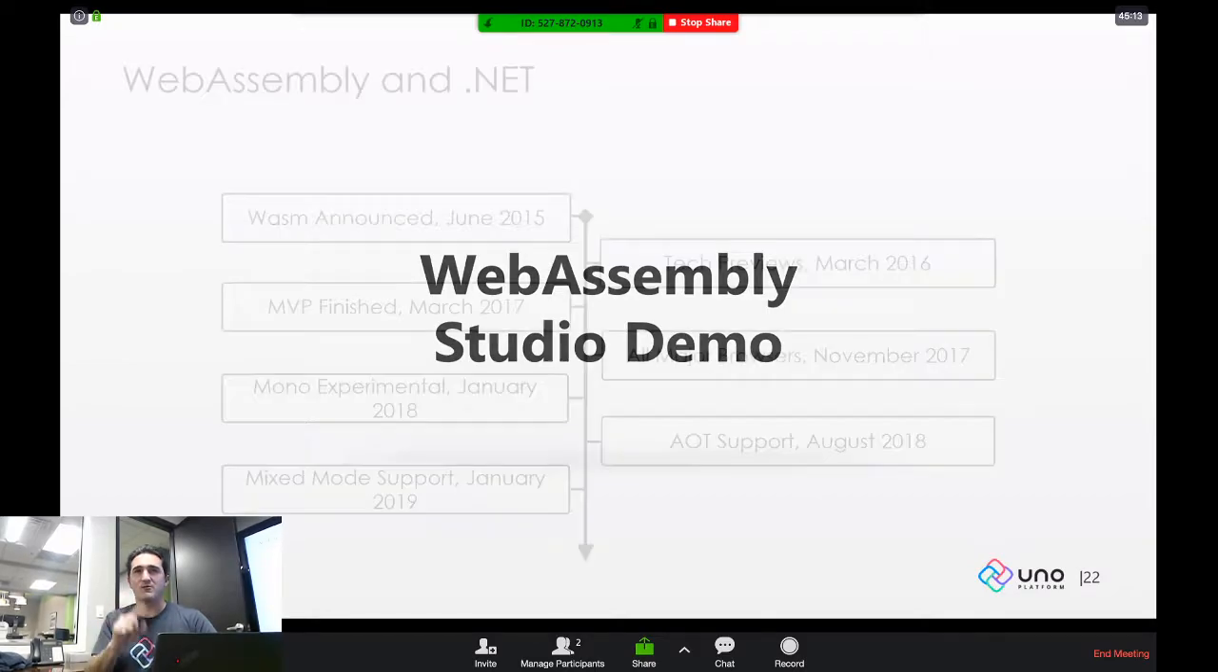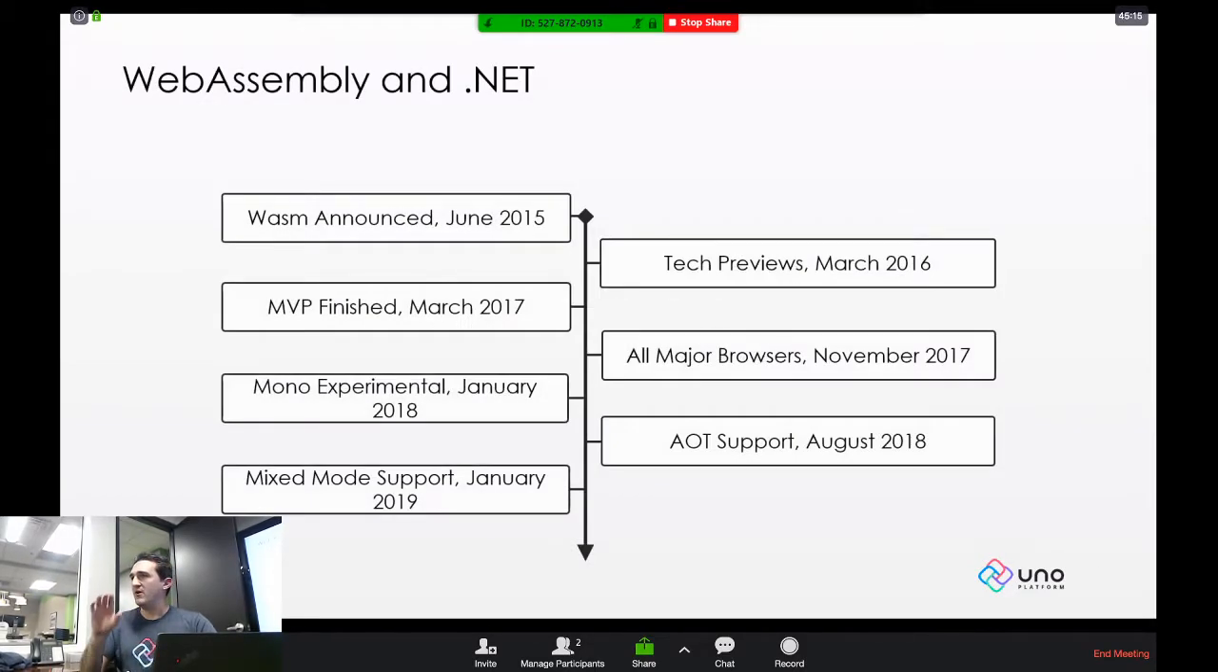So in terms of WebAssembly in general, the timeline was interesting. It was announced in June 2015, and then if you take a look at the different steps, it's just 3 years. It's very, very small. And then Mono started working on it in 2018. And then afterwards, AOT support was added. So the reason for AOT, and that's the reason I'm mentioning Blazor, is that Blazor is doing what Uno was doing at the same time.